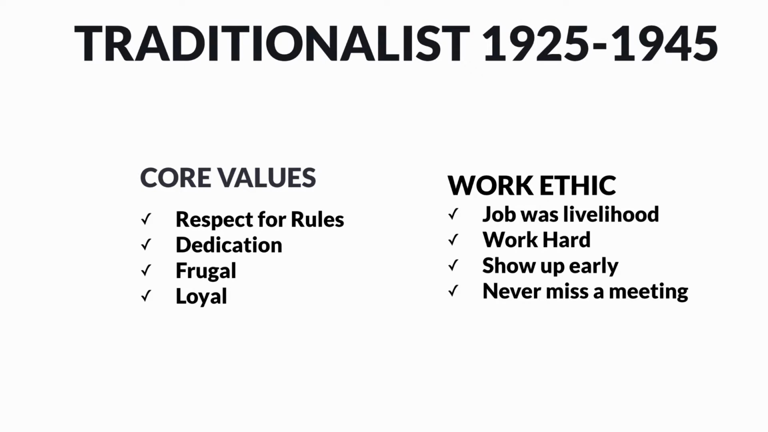The traditionalist is born between, again, 1925 and 1945. Some of their core values include respect for rules. They were raised in a very militaristic, very structured environment, so they're looking to have that kind of standard. They have a very dedicated personal loyalty to the organization or the company. They can be very frugal because they were raised during a time where they didn't have a lot, where the Great Depression was a part of everyone's very recent history.